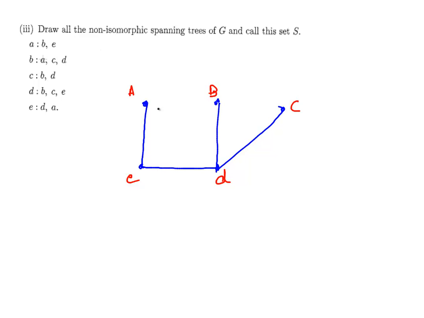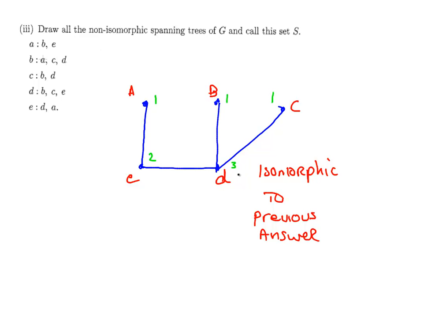This is a different spanning tree. But is it isomorphic or non-isomorphic to something I've already suggested? So we have 1, 2, 1, 1, and 3 here. So we have pretty much the same degree sequence. In fact, this is isomorphic to what we have already. So it's isomorphic to the previous answer. Okay, so can we come up with another possible answer that's not isomorphic to what we've done already? Well, we actually can't.